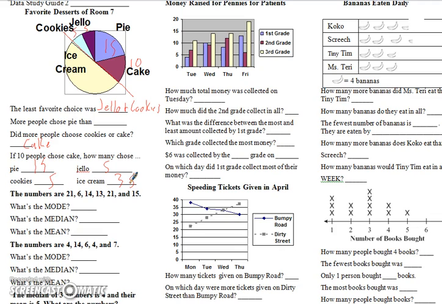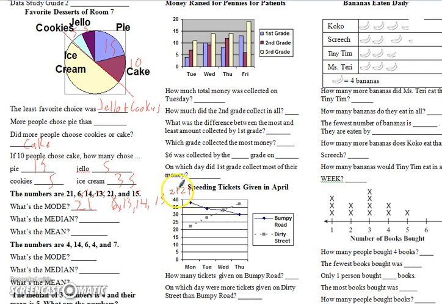I got a list of numbers. I'm looking for a mode, median, and mean. Okay, so I'm going to put them in order from smallest to largest first. I got a 6, 13, 14, 15, 21, and 21. So 21 is the mode because it shows up the most.